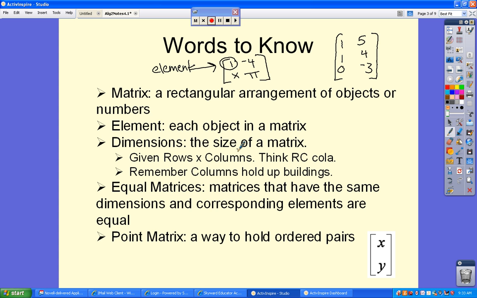The dimensions is what the size is, okay? This one is pretty obvious. This is a 2 by 2 matrix, okay? But this one is not as obvious. So this is what I wanted to look at with you. You give your rows first and columns. Think RC Cola. And so we go rows by columns.